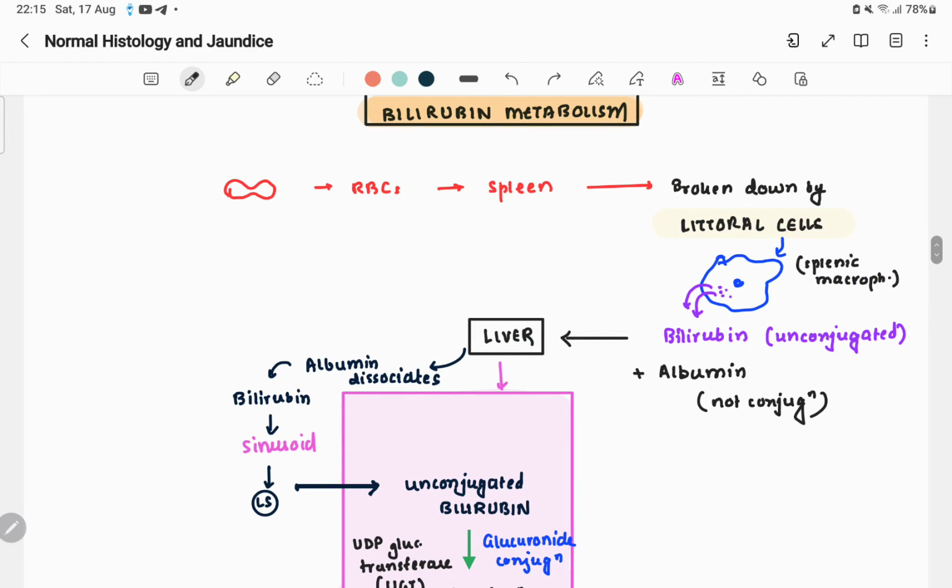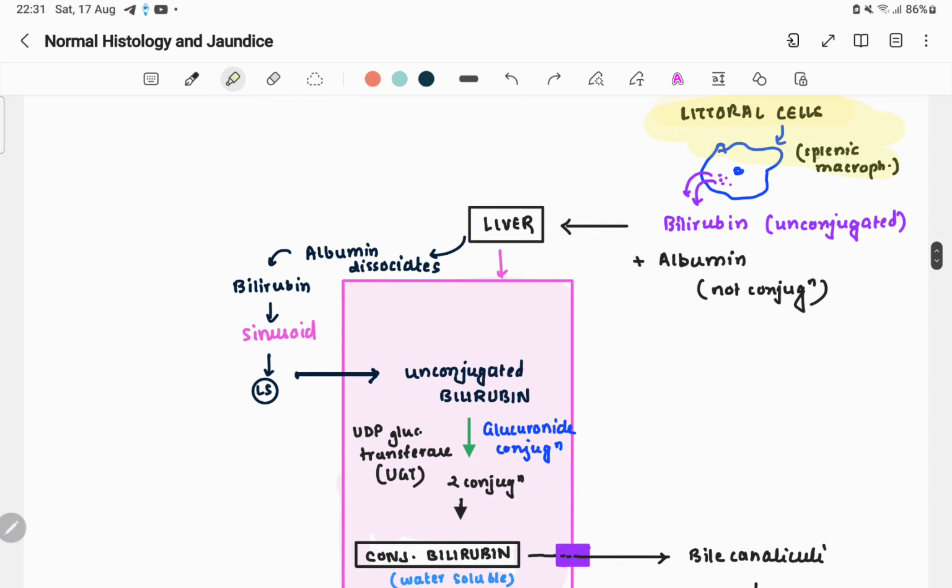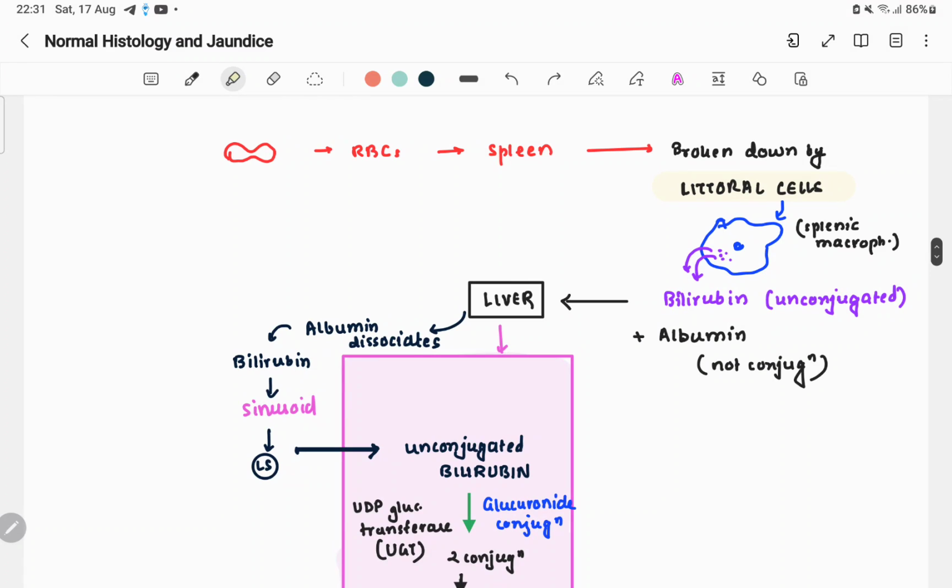So here we have an RBC, and RBCs go to the spleen for destruction and are broken down by littoral cells. Littoral cells are basically splenic macrophages. Macrophages have different names in different areas, like Langerhans cells, dust cells, and Kupffer cells in the liver.